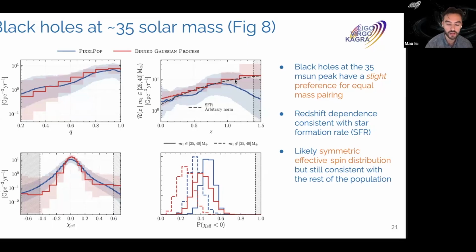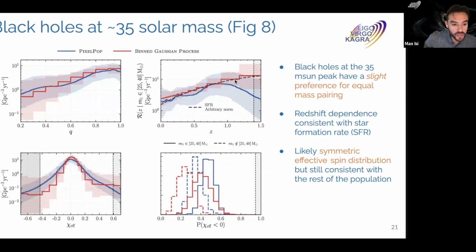This is not significantly different than the overall population. It's again consistent with the star formation rate, so not super distinctive here either. Now for the spins, on the lower left panel you see reconstructions of the chi-effective distributions, again with Pixel Pop and Bin-Gaussian process, two weakly modeled approaches, which both agree that the distribution of chi-effective for systems in the 25 to 40 solar mass range is quite broad, again favoring low values.